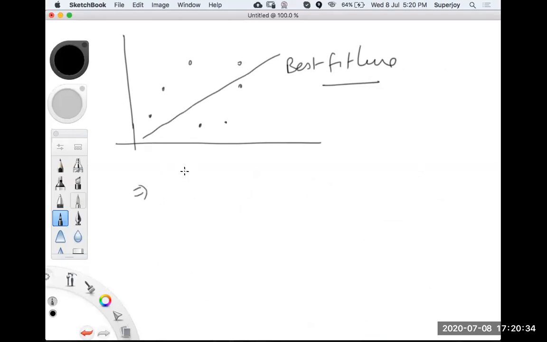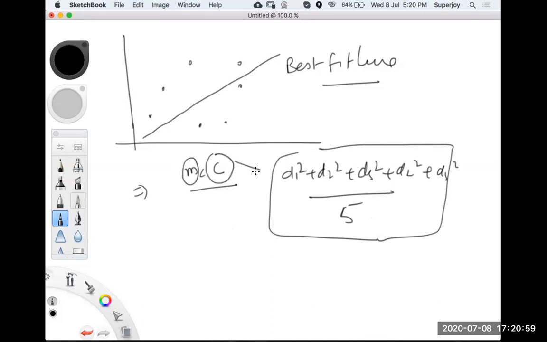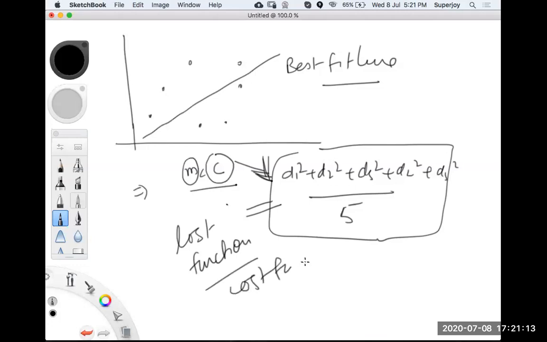The best fit line would be the line for which we have M and C such that D1 square, D2 square, D3 square, D4 square, D5 square divided by 5 is minimum. For which M and C do we have the minimum value of this function? This can be called a function now. This function is called a loss function or cost function.